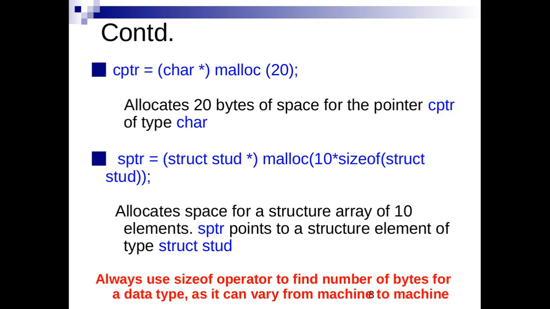Some more examples. cptr is a character pointer. First you use malloc to allocate 20 bytes, and then the void pointer that malloc returns, pointing to the first byte of these 20 contiguous bytes, is, after suitable typecasting, assigned to cptr.